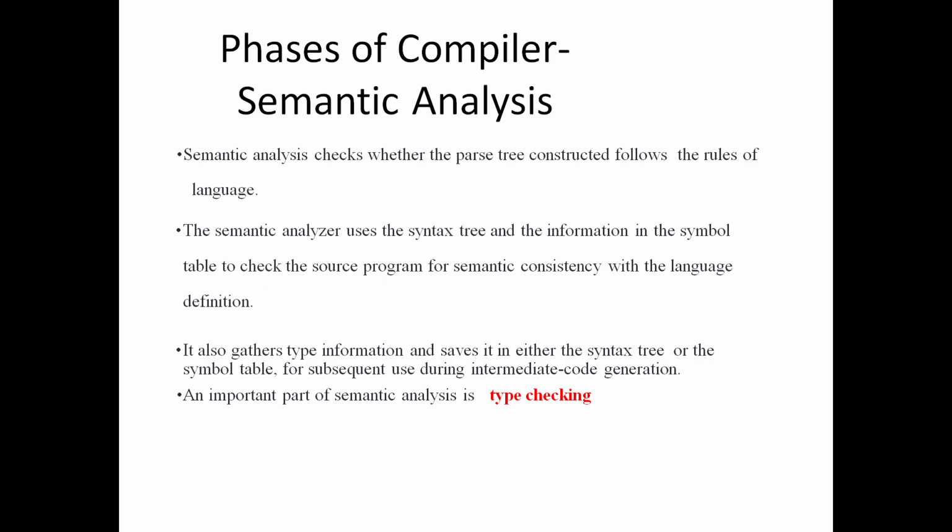Next one is semantic analysis. Semantic analysis checks whether the parse tree constructed follows the rules of the language. For example, in type checking, sometimes we may get a data type mismatch, and those are corrected during the semantic analysis phase. It gathers the type information and saves it either in the syntax tree or in the symbol table.